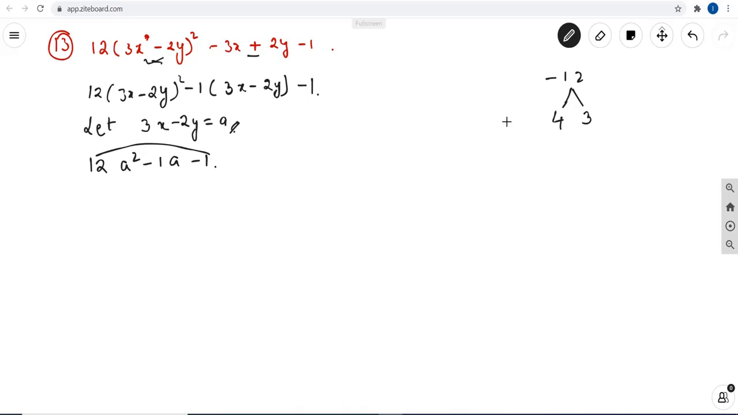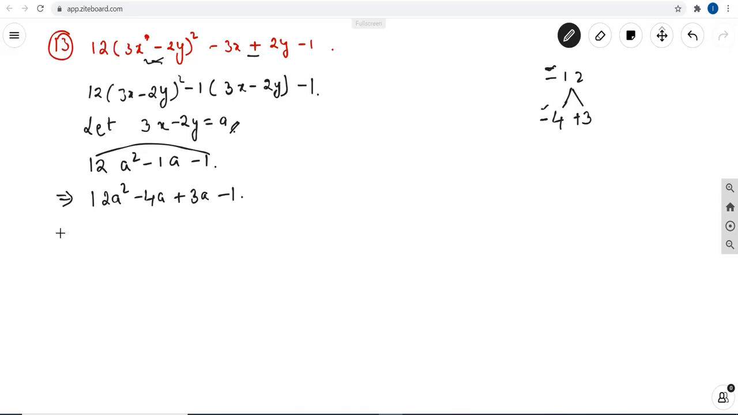So the middle term minus a, it is minus sign. So this sign I'm going to take it as minus. So what I have to get? I have to get minus. Here also I have to get minus. So what will I do? Next term sign I'm going to take it as plus. Okay. So minus into plus I'm going to get minus. Okay. So this I'm going to rewrite it as 12a square minus 4a plus 3a minus 1.